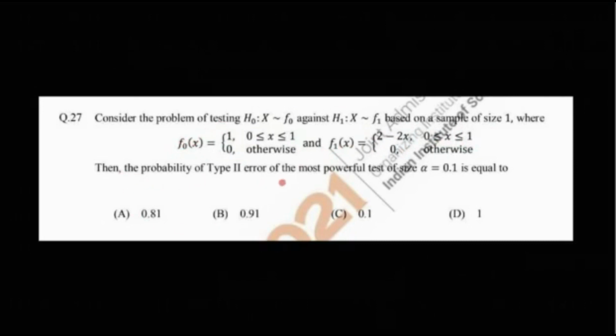Then the probability of type 2 error of the most powerful test of size alpha equal to 0.1 is equal to, so we have to find the probability of type 2 error of the MP test of size alpha, where alpha is 0.1. The problem says that a sample of size 1 has been taken from a distribution where X follows either f0, which is the uniform (0,1), or f1, which is the beta distribution of the first kind. H0 says X follows one distribution and H1 says X follows the other. So we have to find the MP test of size alpha.